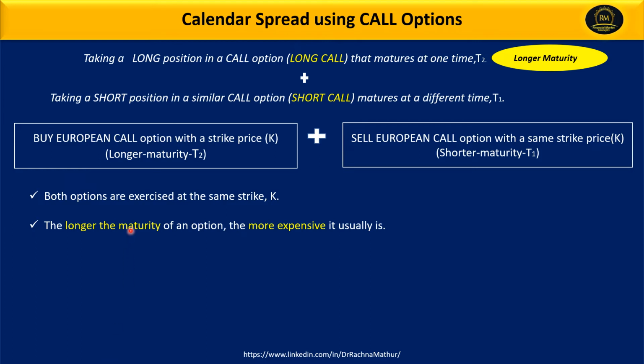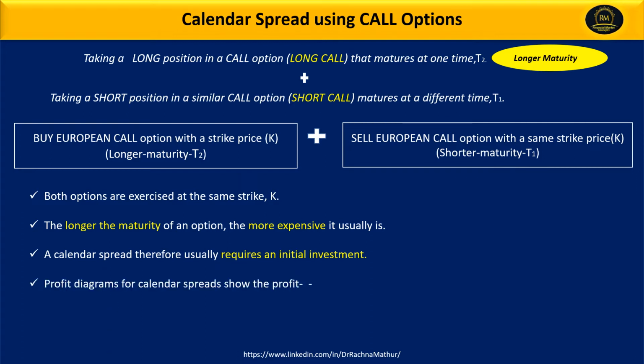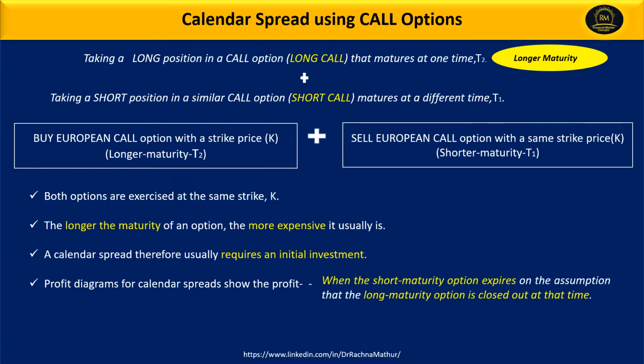Another important point which we have to remember is the longer the maturity of an option, the more expensive it is. That means long maturity options are more expensive. Therefore, to create a calendar spread, it usually requires a large initial investment. So the profit diagram from a calendar spread shows the profit when the short maturity option expires, on the assumption that the long maturity option is closed out at that time.